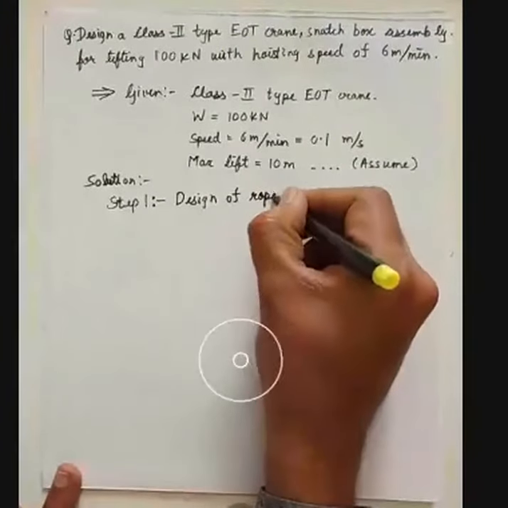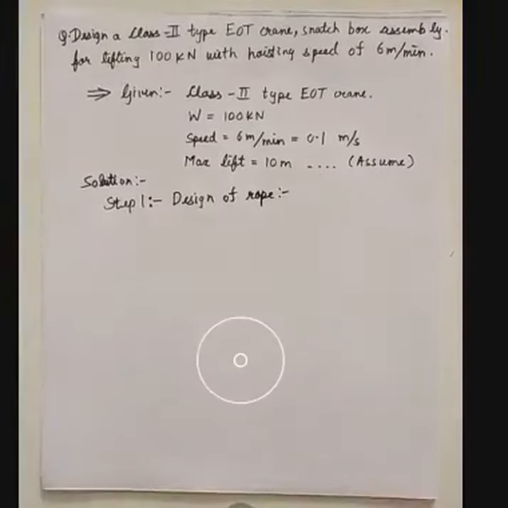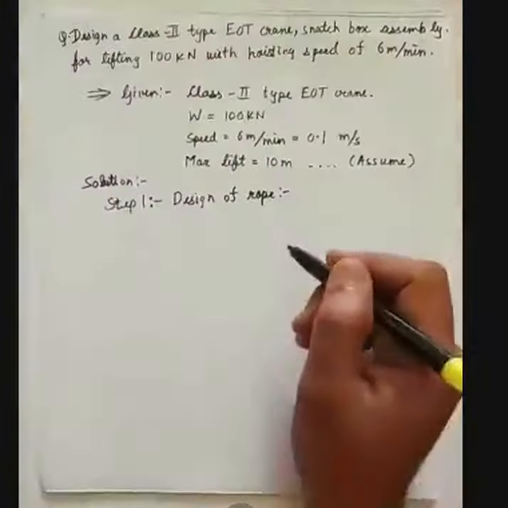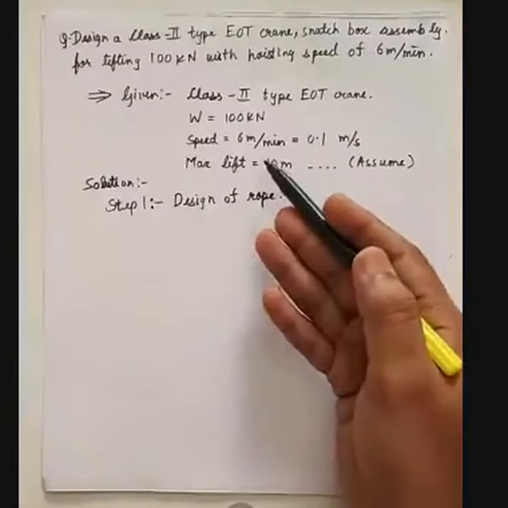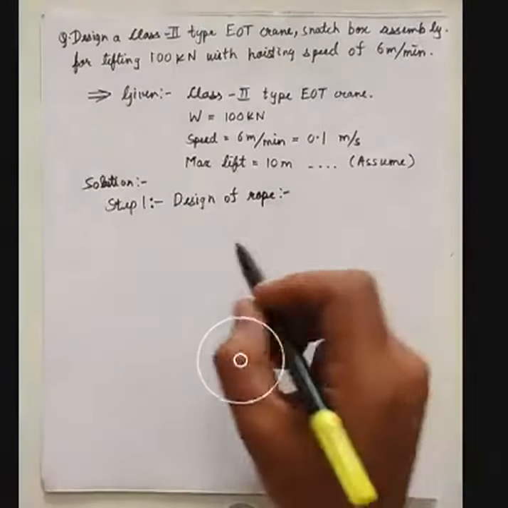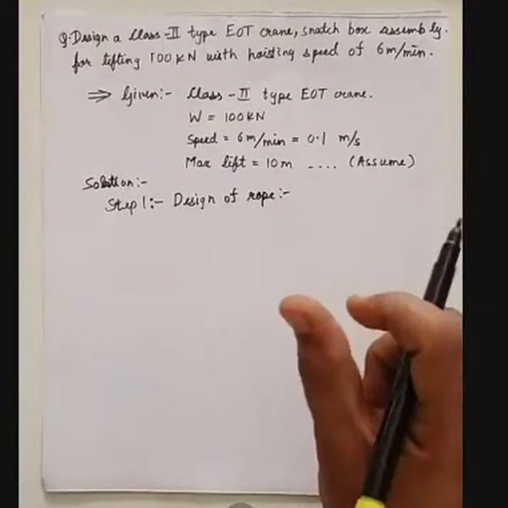This is an important connecting link between the motor and the snatch block assembly. If this is not there, then there is no reason to design a snatch block assembly, because if the snatch block assembly is designed without a rope, how will it be lifted, how will it be connected to a motor? So if the rope is not there, all this speed lift is not possible.